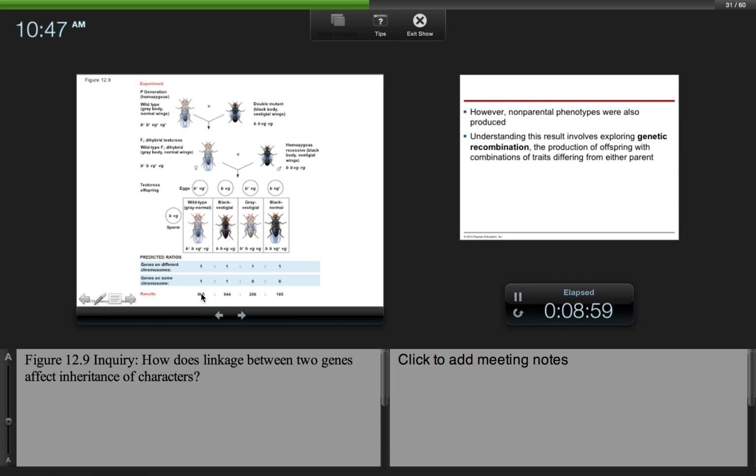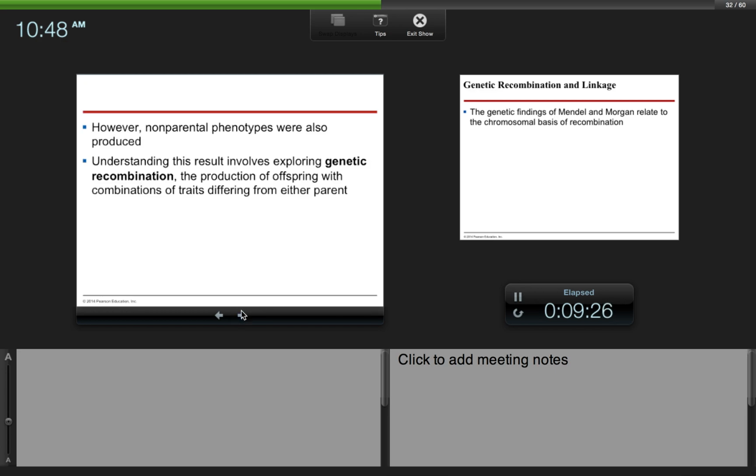Now, when they actually did this experiment, they got 965 of the wild type, 944 of the black vestigial, but then they also got 206 gray vestigial, which is one of the recombinant types, and 185 black normal, which is the other recombinant type. So what happened here was that genes were close together on the same chromosome, but they did show a small amount of crossing over. So, what they saw was mostly parental phenotypes, but they also saw that there were some non-parental phenotypes.